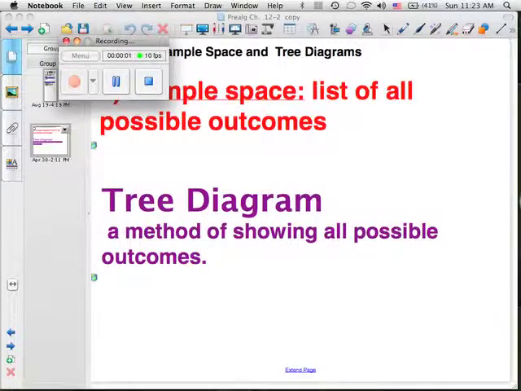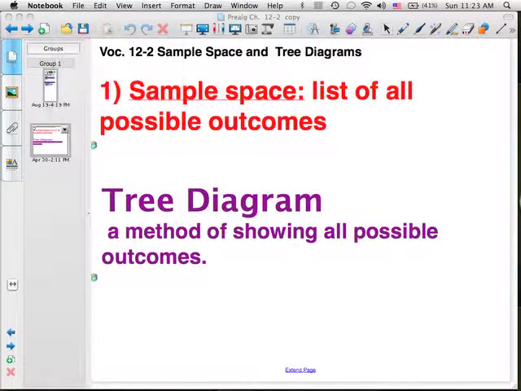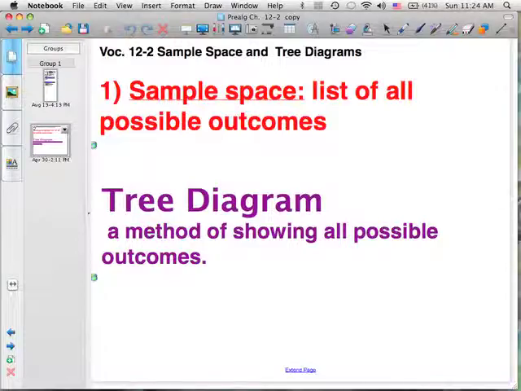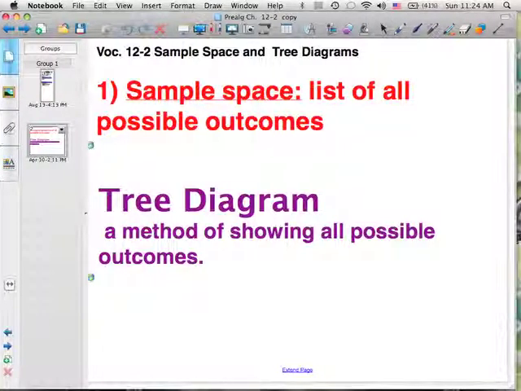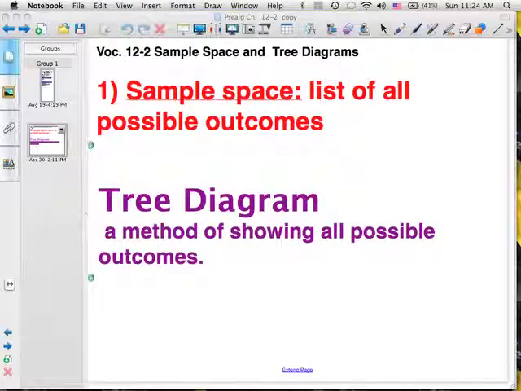Welcome to my pre-algebra class. We're on chapter 12, section 2. We're going to be working with making sample spaces and tree diagrams. A sample space is a list of all possible outcomes. So I'm going to go to the internet to show you a few. And then a tree diagram.